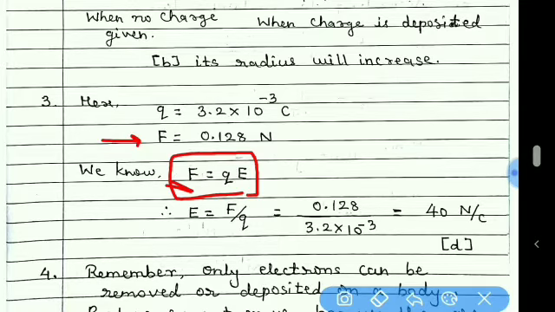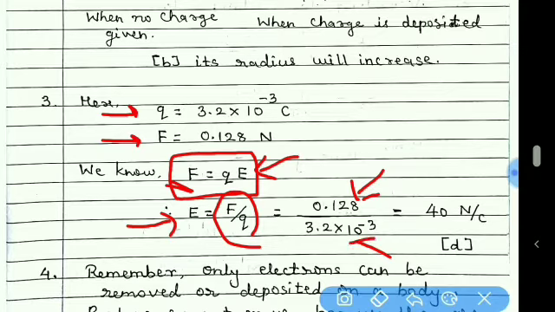Force is given, charge is also given, and we need to find the electric field. So let us make E the subject. So we will get F upon Q. Now the force which is given and the charge which is also given, we will put these values and then by normal calculation we will get the answer 40. So option number D is correct.